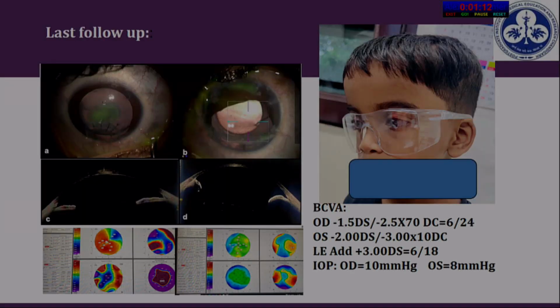At last follow-up, we can see the presence of a clear patch graft and clear cornea, and the other eye has a well-centered IOL. His visual acuity finally was 6/24 and 6/18 with normal intraocular pressures.